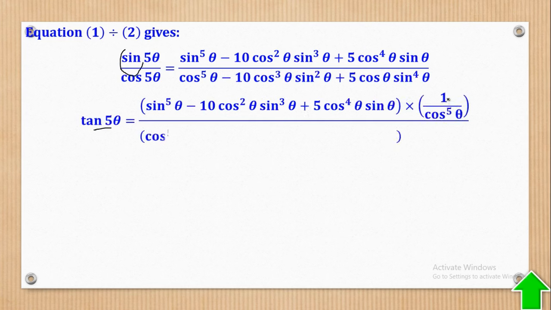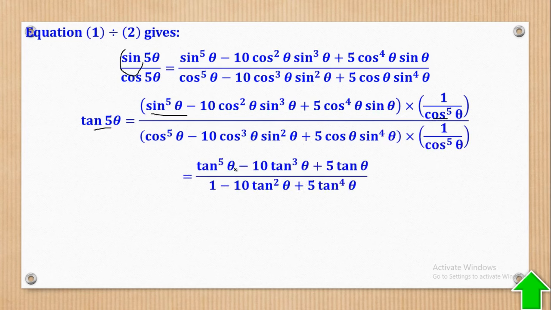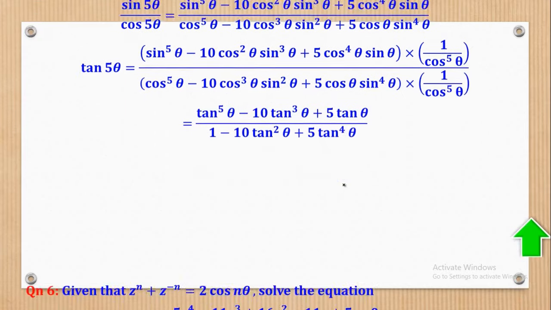Then this one I'm going to multiply up and down by 1 over cos 5 theta. So when I do that, this with this will give me tan 5 theta. Then the whole of this with this, then the cos squared is going to cancel here. This would now become tan cubed. Okay, then for here this cos power 4 will cancel, then here it will now become tan theta. That is the numerator. What about the denominator? This and this will cancel to give me 1. Then this with this is going to cancel to give me tan squared theta. Then this with this will cancel to give me tan power 4 theta. And that's what they wanted.